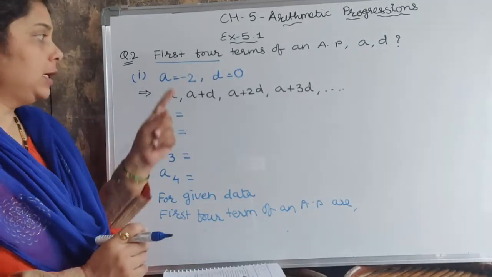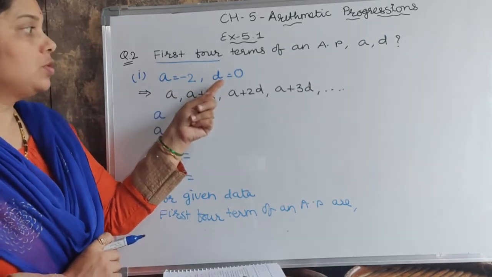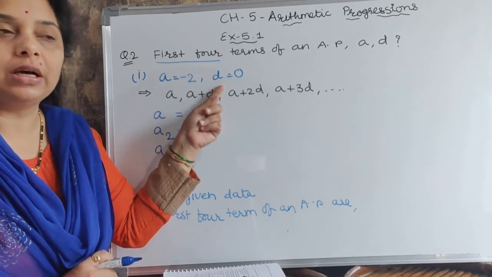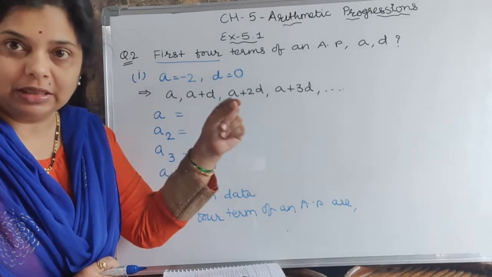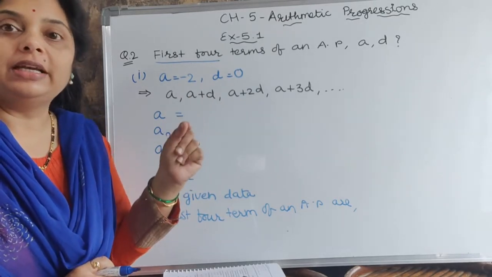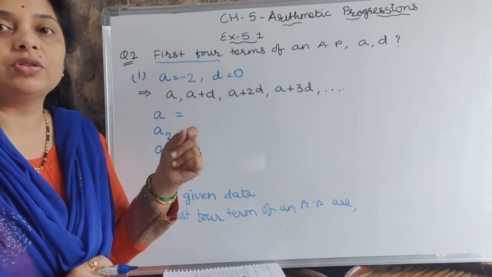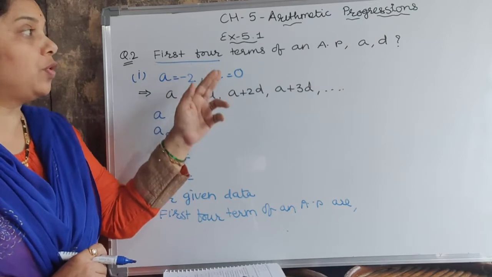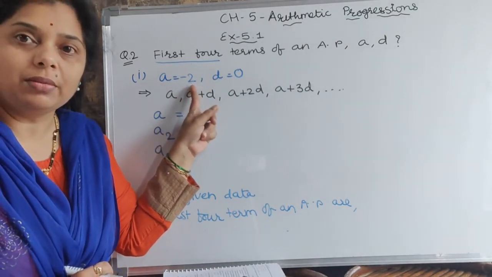Now the next one. Here A is minus 2 and D is equal to 0. So there is no common difference, it means it is 0. We have seen in the last video one example, 3, 3, 3, 3. It is a sequence, right? And it is an AP. All the numbers are 3. Why? Because the common difference is 0. Here also we will get the first 4 terms as minus 2, minus 2, minus 2, minus 2.